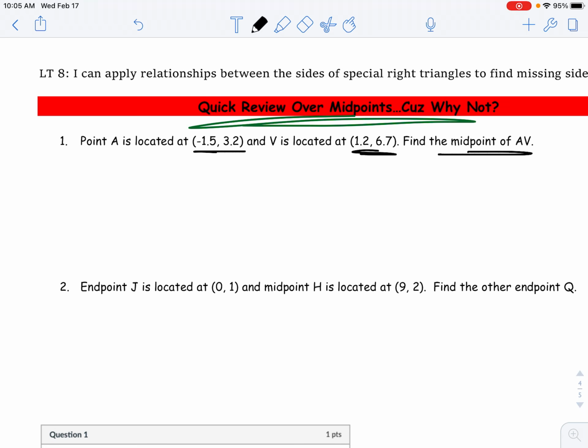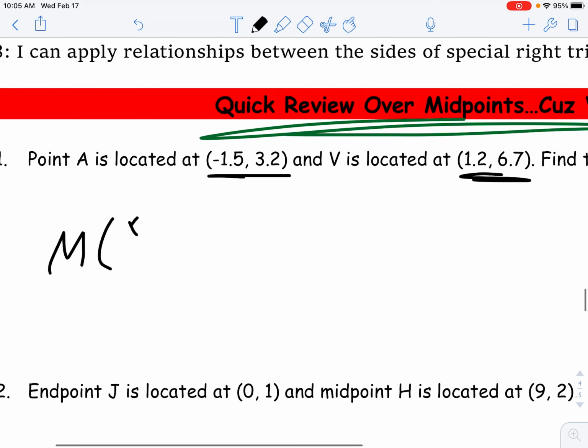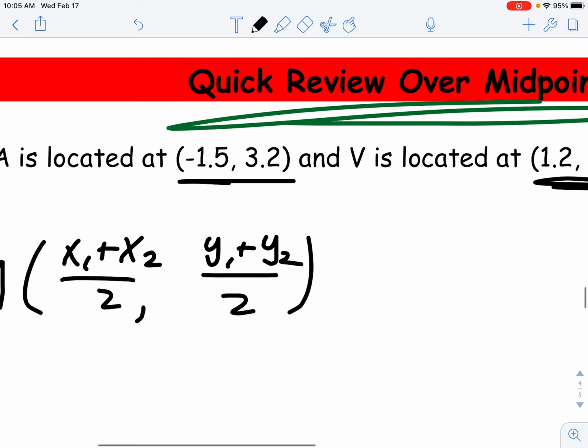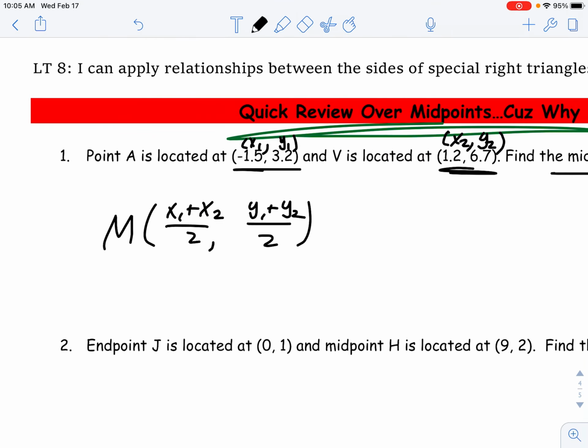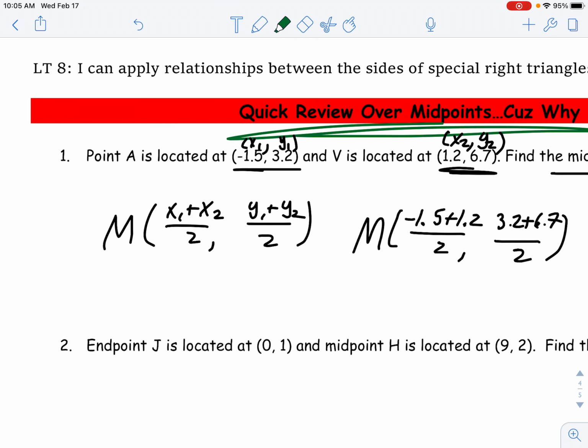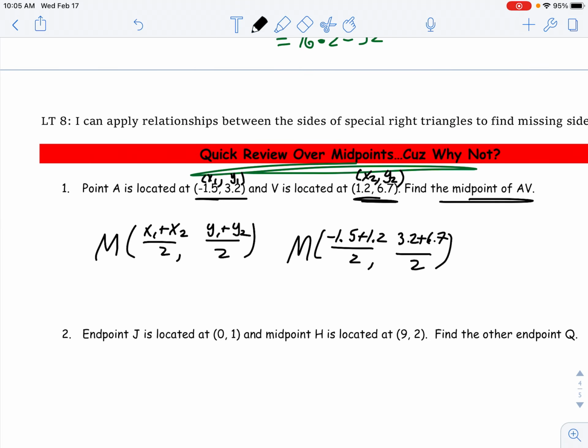All right, so we have the good old midpoint formula where you add the x's together, divide by 2, add the y's together, divide by 2. A lot of times in a coordinate plane, we can just tell by counting. This case right here, no coordinate plane, and some crazy decimals. So we actually have to know this midpoint formula and plug things in. All right, so the midpoint will be negative 1.5 plus 1.2, 3.2 plus 6.7. Again, remember the midpoint formula, and then I just plugged in everything correctly.